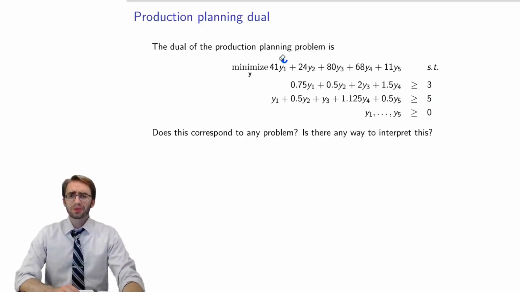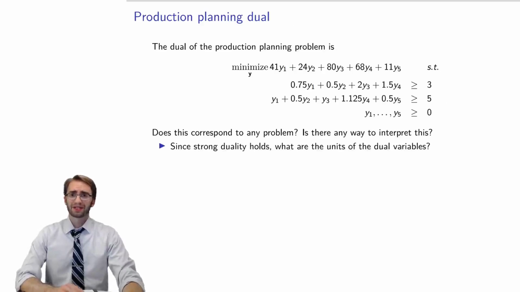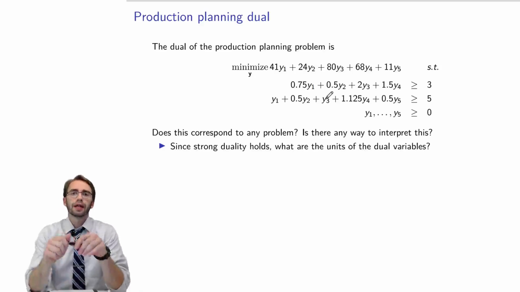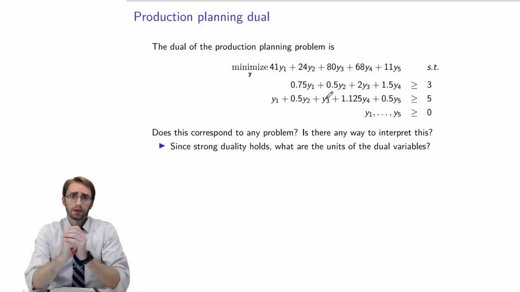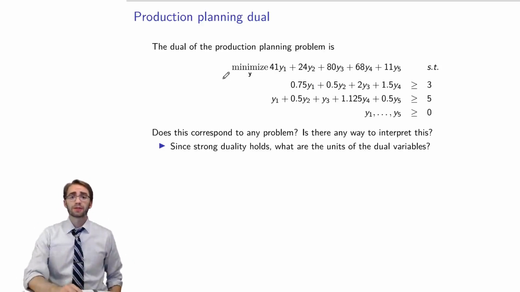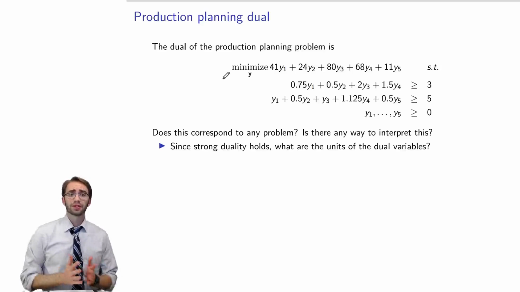The best way in my experience to work out what this connection is, is first to say that strong duality holds here, right? In other words, we know the optimal objective value of this problem will be the same as the optimal objective value for the original problem.